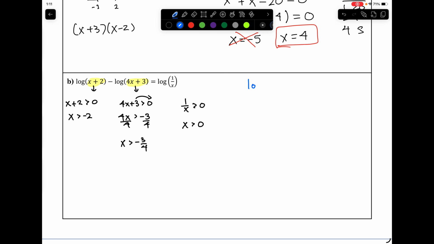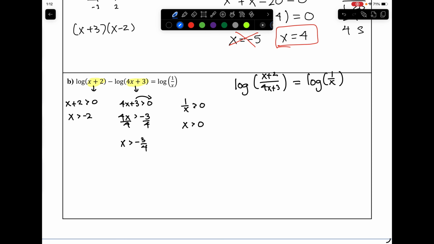We're simply going to write it as the ratio of those two quantities. So here, the log of (x + 2) divided by (4x + 3) is going to equal the log of 1 over x. Now going back, oh sorry, let me back up a little bit.